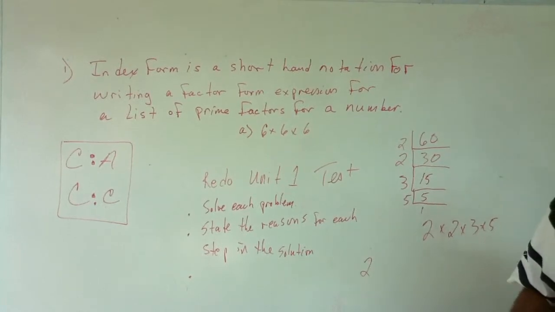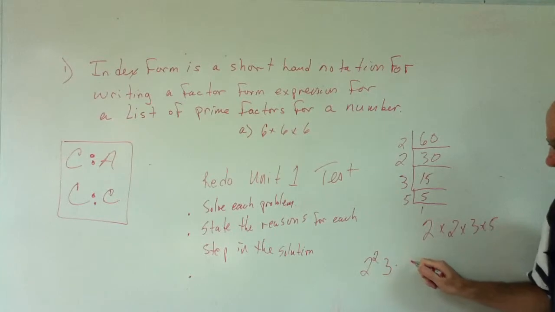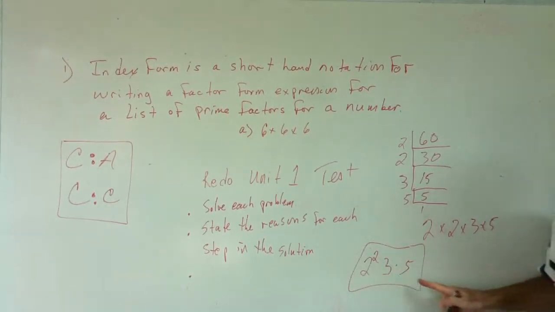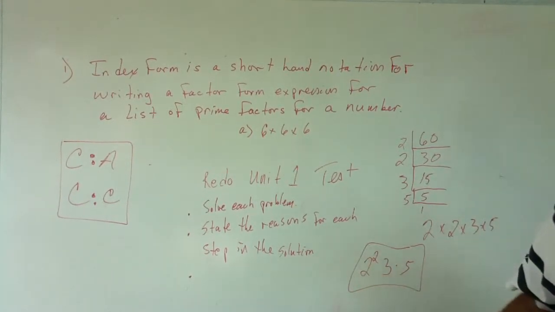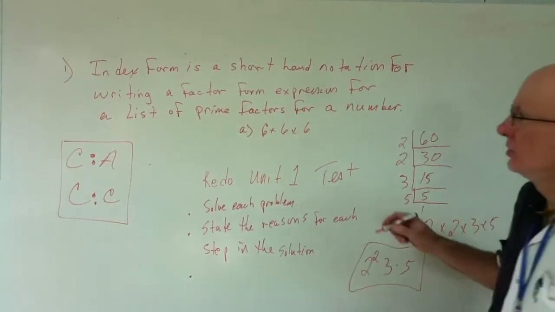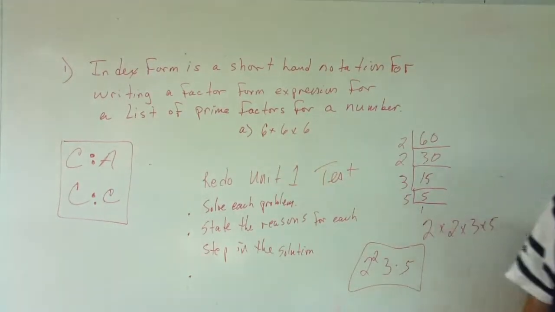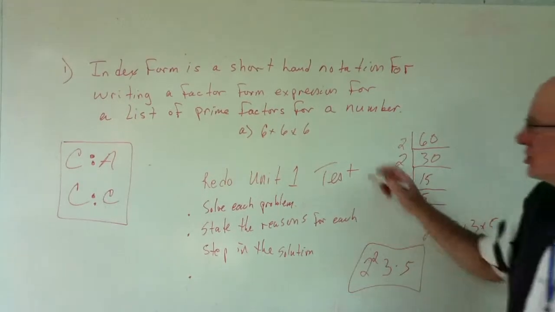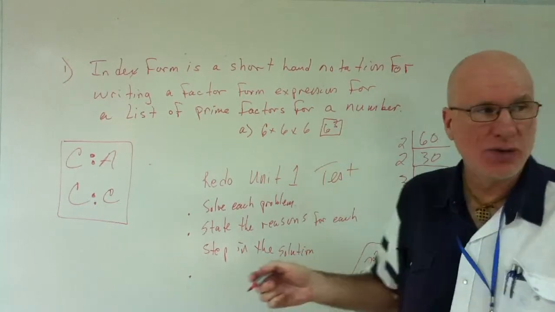All right. Now, what's a shorthand way of writing these? Who said that? Very good. 2 squared, 3, 5. Right? So this is the index form because you're combining these and using exponential symbolism, right? Okay? So how would you rewrite this in the index form? 6 cubed. Right? So what are you doing?